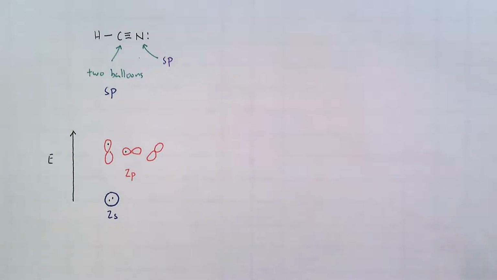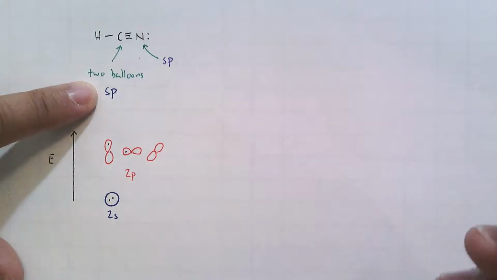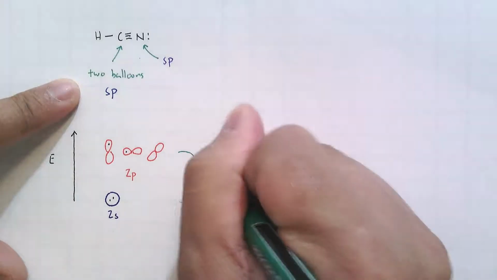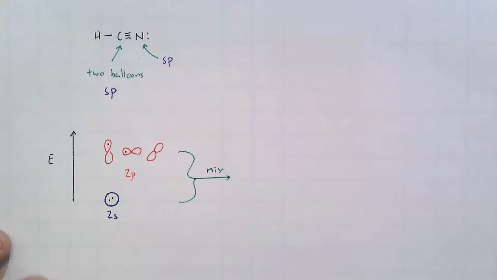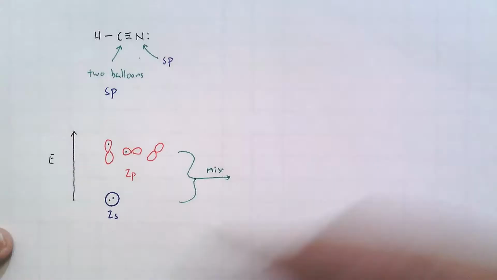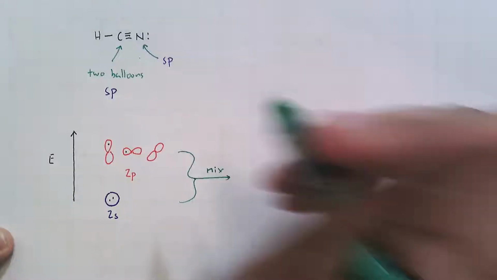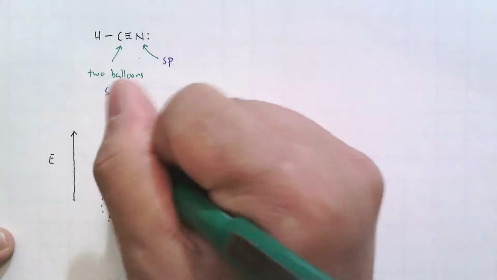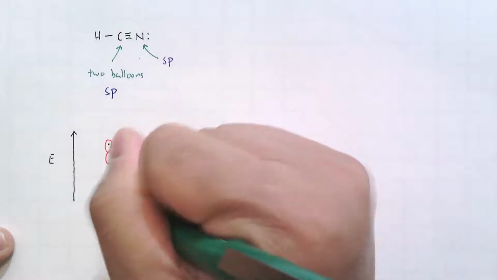But here's the difference. Because I'm mixing just an s and a p only, mix. Again, it's arbitrary. You can pick any of these 3, but for convenience, and you'll see why, I'm going to pick these 2 and leave the other 2 p orbitals unhybridized.